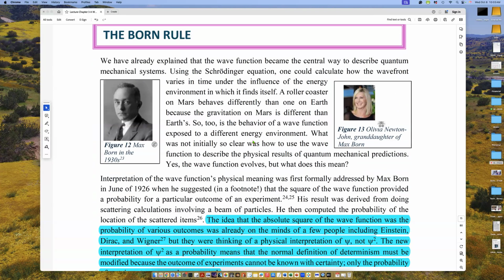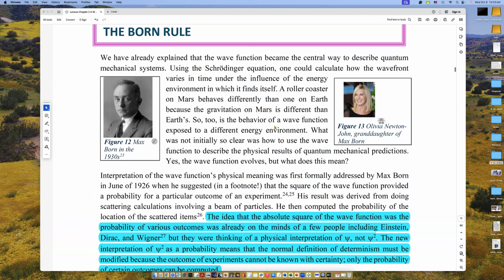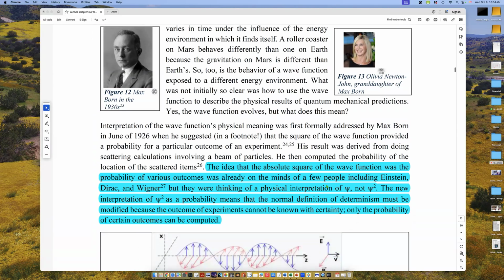And the issue of squaring the wave function to get the probability of the location of something, for example, comes from Max Born. Here's his granddaughter, his late granddaughter, Olivia Newton-John. The idea of squaring the wave function to get a measure of a physical reality, namely the probability of some result from a quantum system, comes from Max Born doing very intricate calculations back in the late 1920s and early 1930s that led him in that direction.